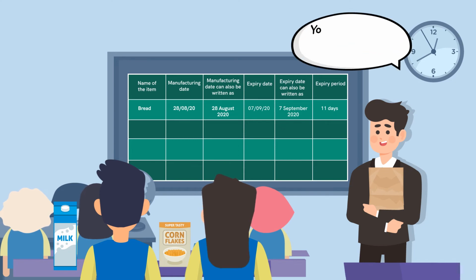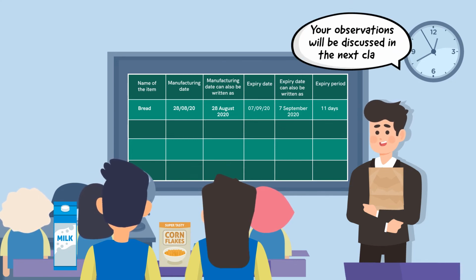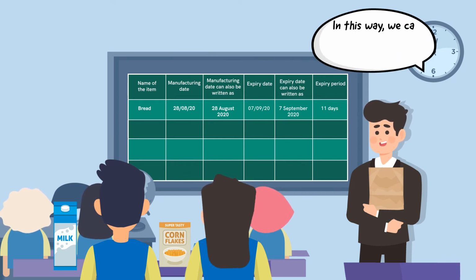Inform the students that their observations will be discussed in the classroom the next day. Conclude the activity by informing the students that in this way, we can deal with questions related to time in real life. And with that, we have come to the end of this lesson.